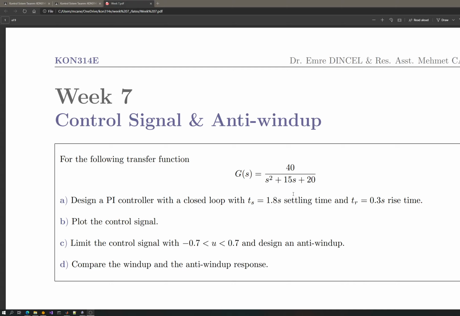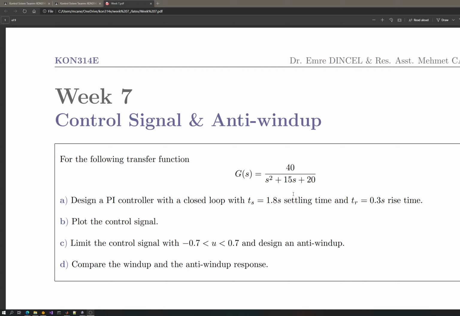We will see what the meaning of the control signal is and what the important aspects about the control signal design actually are. And then we will have some limitation on the control signal, a very simple saturation element which has some negative and positive values. So it will limit the control signal, which is very useful and which is basically very practical.